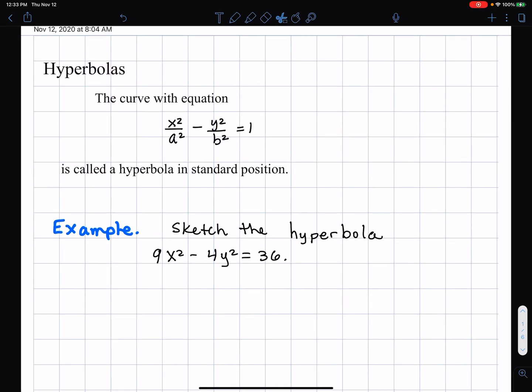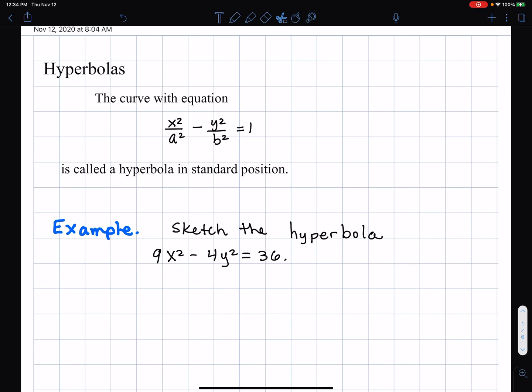Hi everyone. This is a very quick video talking about hyperbolas. A hyperbola is a polynomial with x and y where both x and y are raised to the second power, and we have a subtraction between them. Instead of saying it in words, let's look at it: x squared over a squared minus y squared over b squared equals 1.